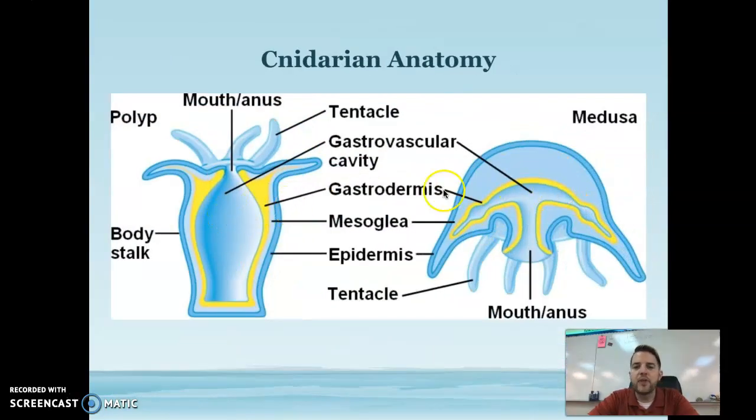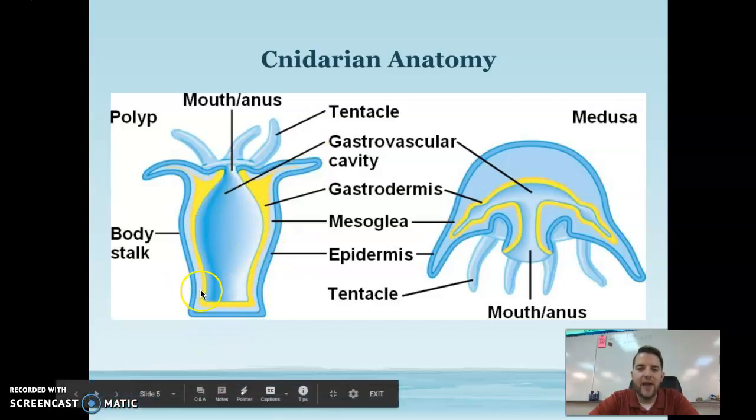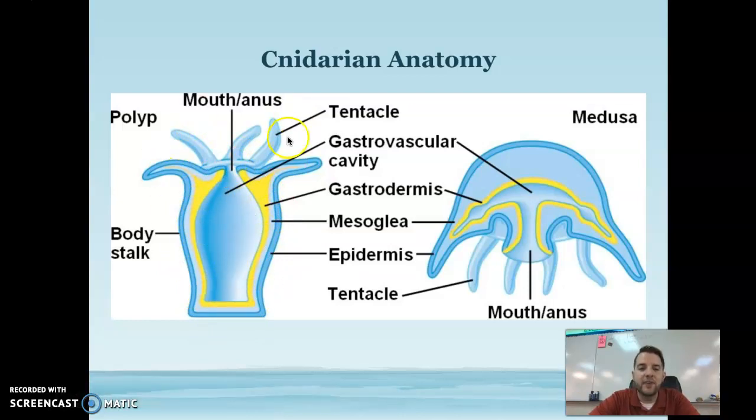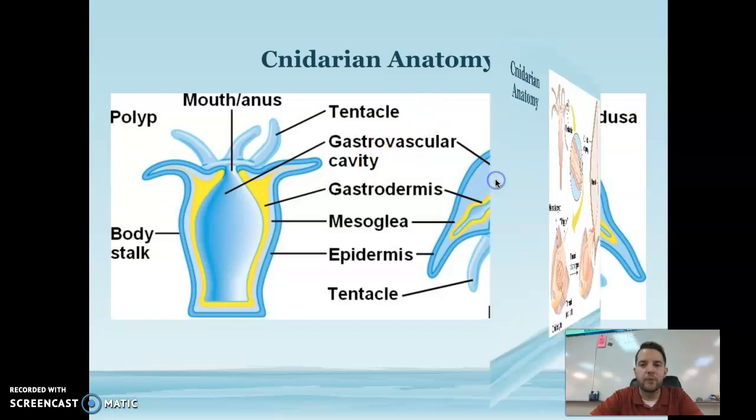So again, both of them are identical in their overall design. They have a mouth, which is also their anus, that is opening to their gastrovascular cavity, lined by their gastrodermis or their endoderm. They have tentacles around their mouth, and on their outside, they are surrounded by the ectoderm or the epidermis. And they use their gastrovascular cavity for food and for chemical exchange. So oxygen, carbon dioxide, and food.